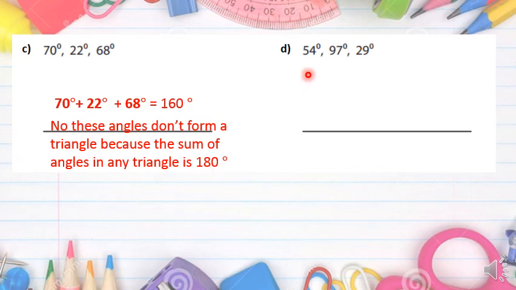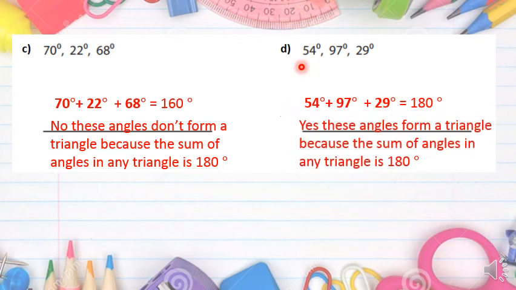Let's move to the last part. These angles, do they form a triangle? Let's add them to check. Their sum is 180 degrees. So what do you think? Yes, these angles form a triangle because, as we said, the sum of angles in any triangle is 180 degrees. So we must have the sum equal exactly to 180 degrees.